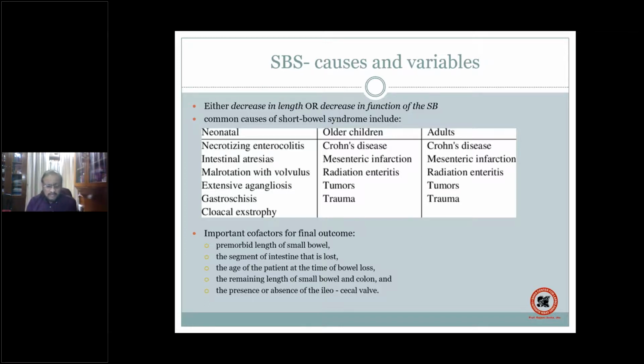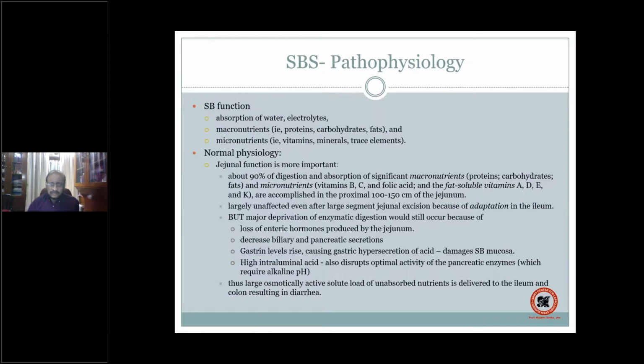Number one, the pre-morbid length of the small bowel. Number two, the segment of intestine that is lost, whether it is jejunum or ileum which is being lost. Jejunum is the major absorptive surface in the whole of the GI. If that is lost, you're having more malabsorption. The age of the patient at the time of bowel loss, the remaining length of the small bowel and the colon, and of course the presence or absence of the ileocecal valve. Because ileocecal valve presence or absence is a major determinant in the occurrence of short bowel syndrome.